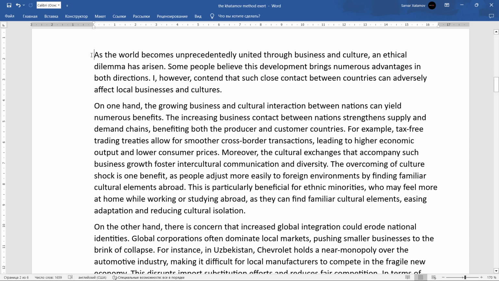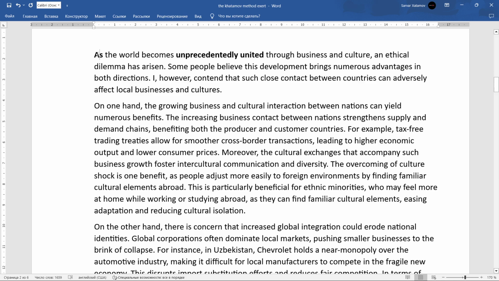Introduction is quite interesting, actually. As the world becomes unprecedentedly united, again, alliteration, right? One of my signature moves. Unprecedentedly united through business and culture, an ethical dilemma has risen. Now, this is quite an uncommon sentence structure, right? And this is why it reads kind of differently, at least. So, as is the key element here.